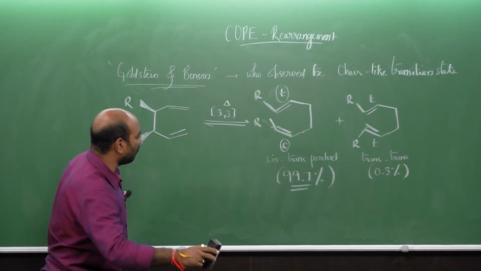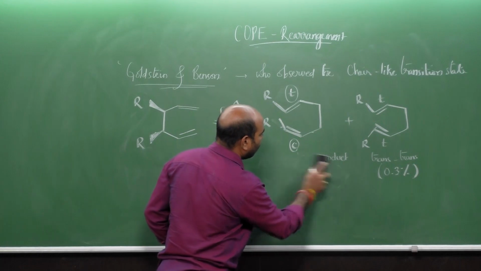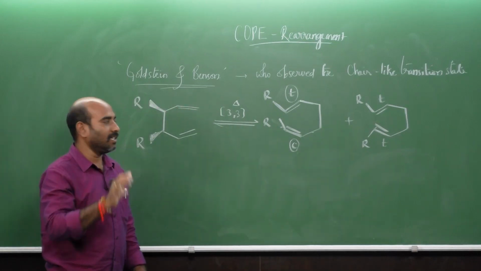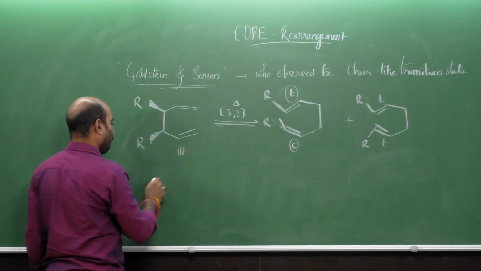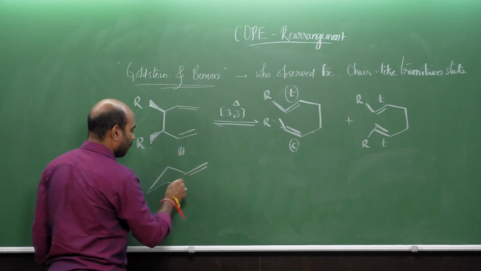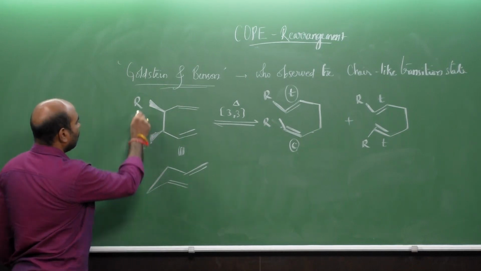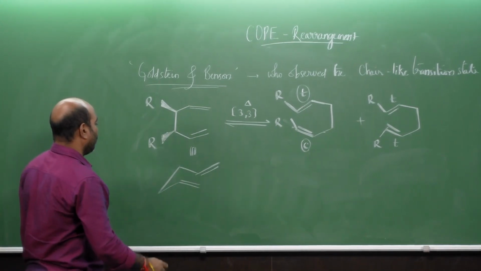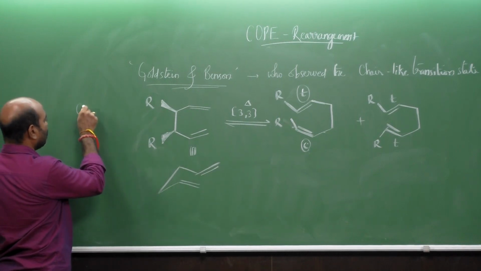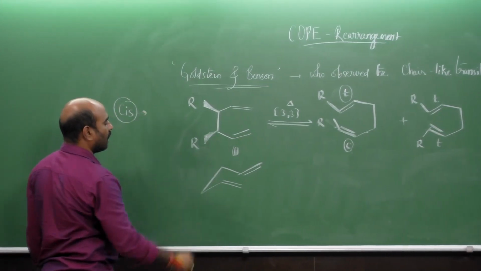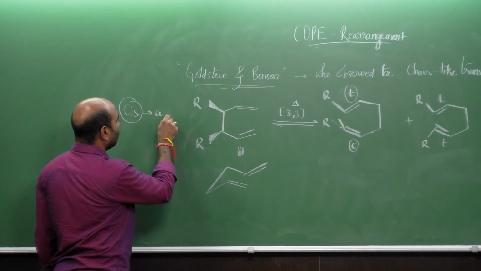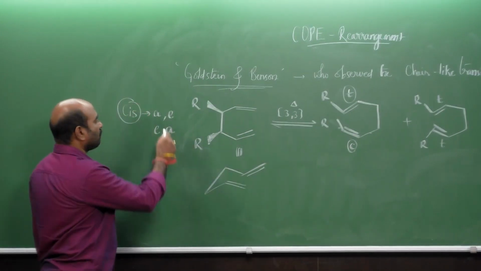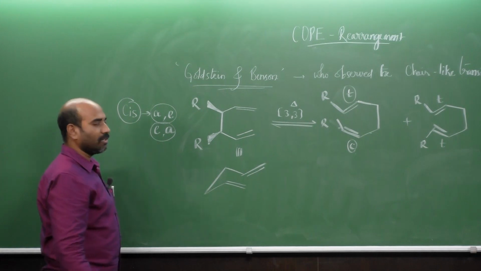How can this be observed? Let's go with the cyclic transition state, and we already discussed that the cyclic transition state happens via a chair-like structure. While drawing the chair-like structure, these are the double bonds. Now the question is, these two groups are cis to each other. How to take it? When the two participating groups are cis to each other, then while drawing the chair-like conformation, their relation should be either axial, equatorial, or equatorial, axial.